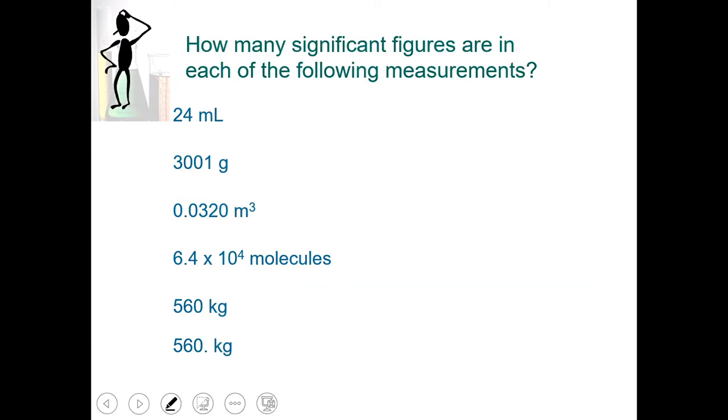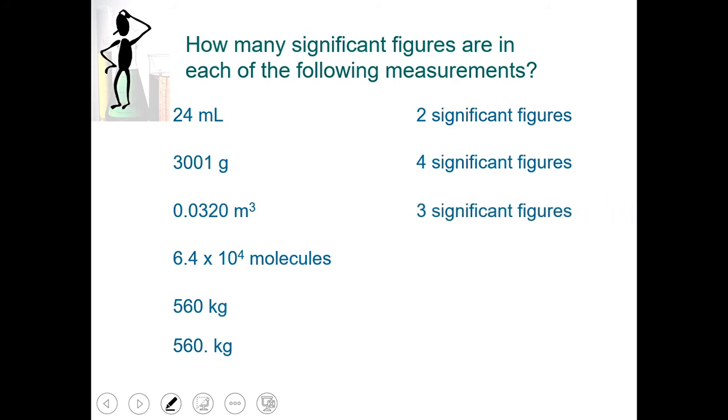Let me give you a few seconds to practice with each of the following measurements. How many significant figures are in each of these measurements? All right, 24 milliliters, very good, that'd be 2. 3,001 grams, right, that'd be 4. 0.0320 cubic meters. Again, if you follow my rule, you go from left to right because there's a decimal period, and beginning with the 3 and scanning to the right, everything counts, so that will leave us with 3 sig figs.